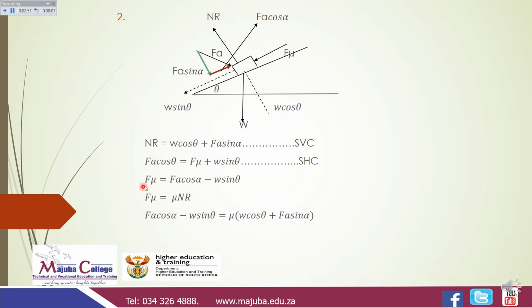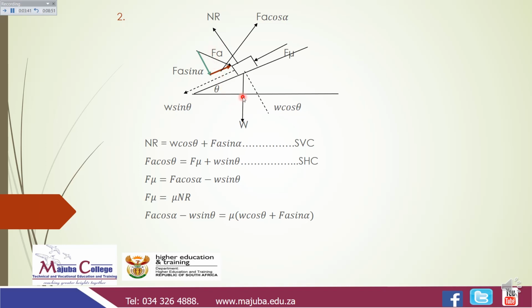We'll take the universal formula and derive the formula which we can use to get the magnitude of the force that would push this object up the incline, but making an angle with that object. So we'll take FU equals mu times NR. Instead of FU, we're going to substitute FA, the cos of alpha, minus W, the sine of theta, equals mu into W, the cos of theta, plus FA, the sine of alpha. This is the formula that we can use to get the magnitude of this force.